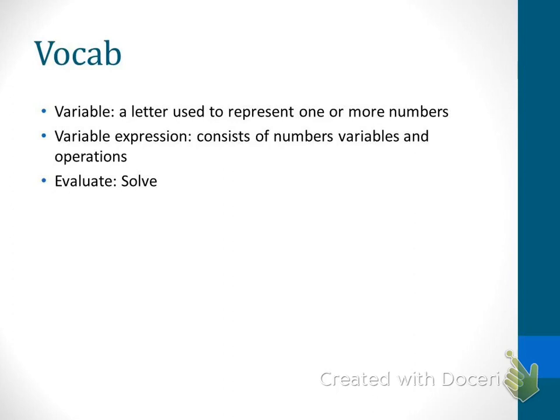You don't have to write this down. You'll see these terms in your books or your handouts, so you can just read along with me. A variable can be any letter that is used to represent one or more numbers. A variable expression consists of numbers, variables, and operations. What's an operation? Add, subtract, multiply, divide are 4 basic operations. Very good. And to evaluate simply means to solve. So whenever you see these terms, you need to be familiar with what they mean.